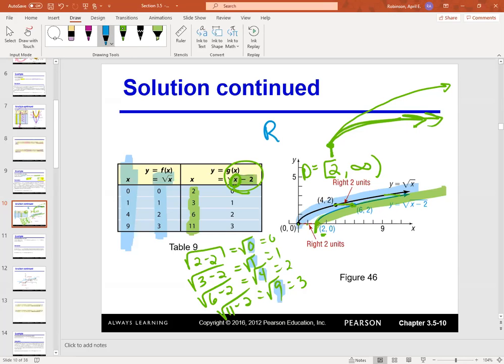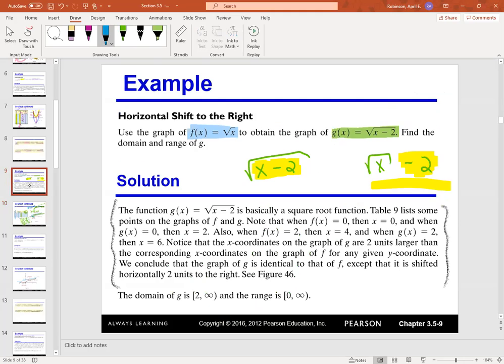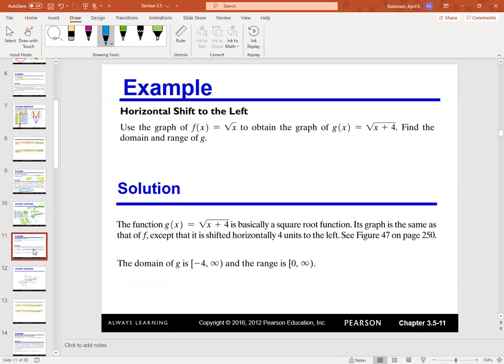My range, the lowest point right here is at 0. So my range is 0 to infinity because it starts low and continues up high. And if I go back one slide, I will see that the domain is 2 to infinity and the range is 0 to infinity. Now, what if they have a plus sign in here?